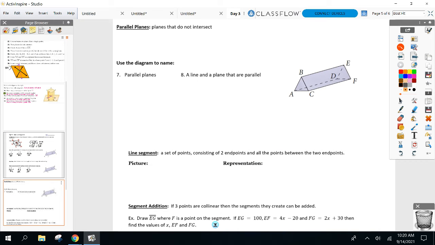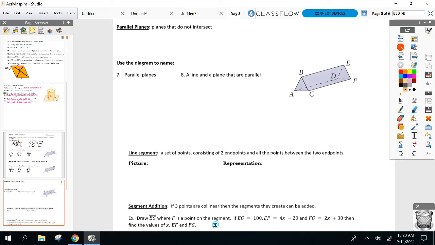Lines can be parallel. So can planes. Planes can be parallel: 2 planes that don't intersect. They don't touch each other. Look at my diagram. I hate to break it to you, there's only one pair of parallel planes on there. Can you find it? There's only 2 planes on my diagram that will not intersect here.